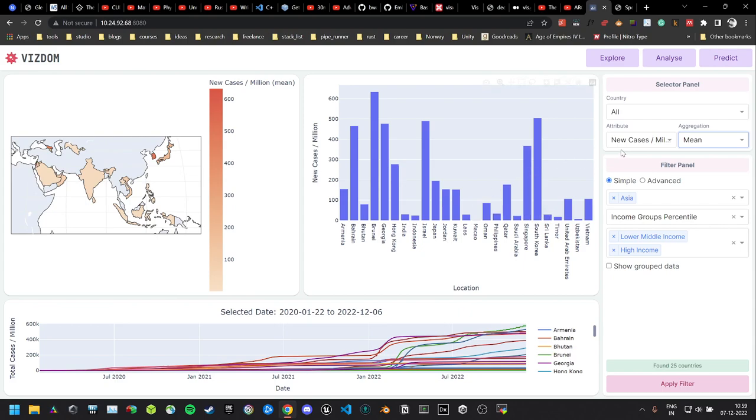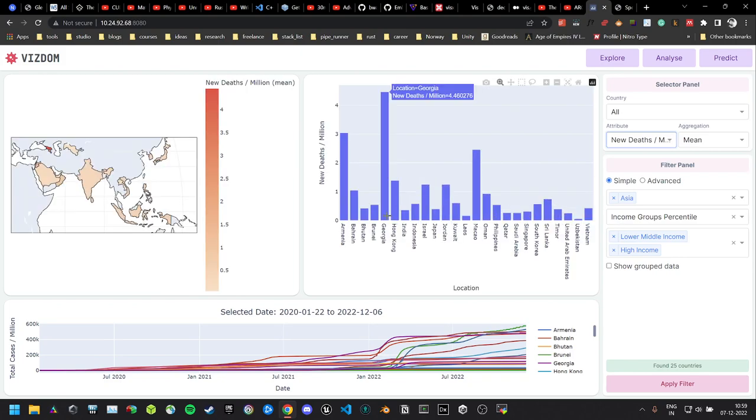So in this case, the number of new cases, I think Georgia, Israel, and Jordan, three countries that did not do so well. So that will be our first study group. And the second one is maybe Japan, Singapore, and Philippines, who did well in terms of number of new cases. Similarly, if we just take a look at number of deaths, again, Georgia, Israel, and Jordan did poorly as compared to Philippines, Japan, and Singapore.